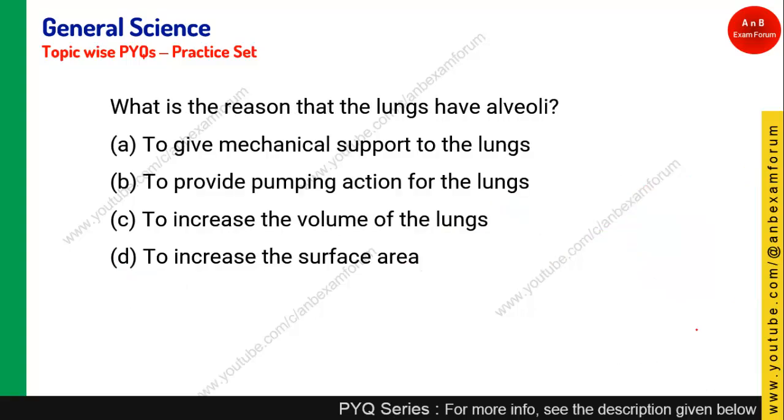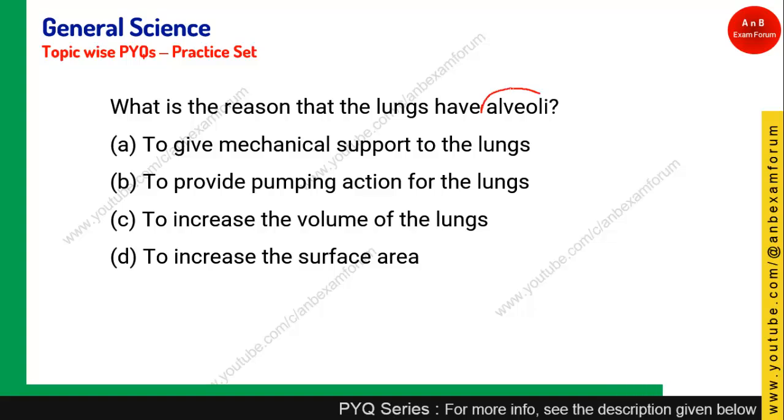Let's see the next question. What is the reason that lungs have alveoli? Alveoli is the place where exchange of gases happens. If you have seen the structure of alveoli, there are small areas. So why are these small areas there? Basically it increases the surface area so that maximum diffusion, maximum exchange of gases can take place. So option D is the right answer.